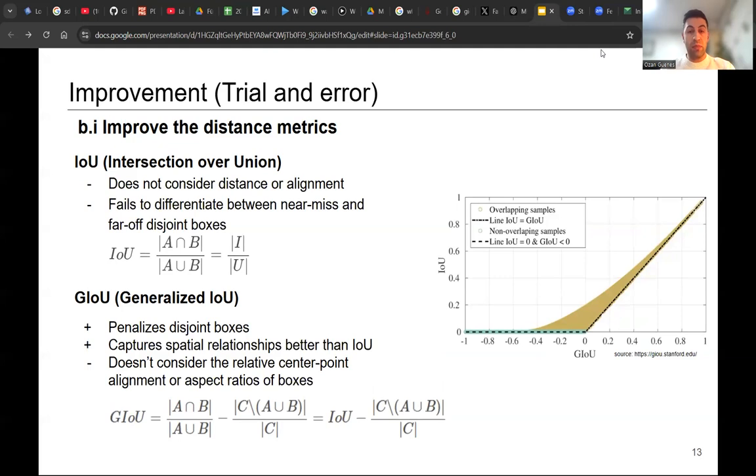This can be seen in the image on the right side. IOU ignores spatial relationships between disjoint boxes. There is no penalty for misalignment outside the overlap region. GIOU, on the other hand, penalizes disjoint boxes with negative values and captures spatial relationships better. It provides a more informative loss signal for tracking and detection tasks, as well as encourages better box alignment during matching.